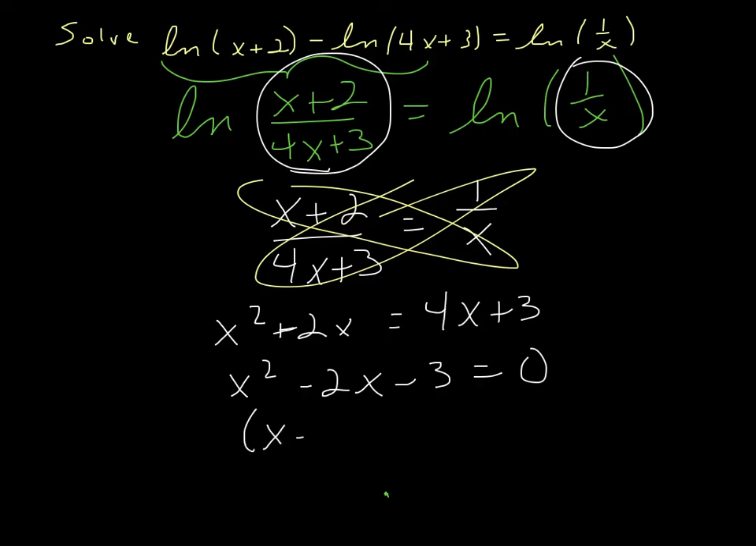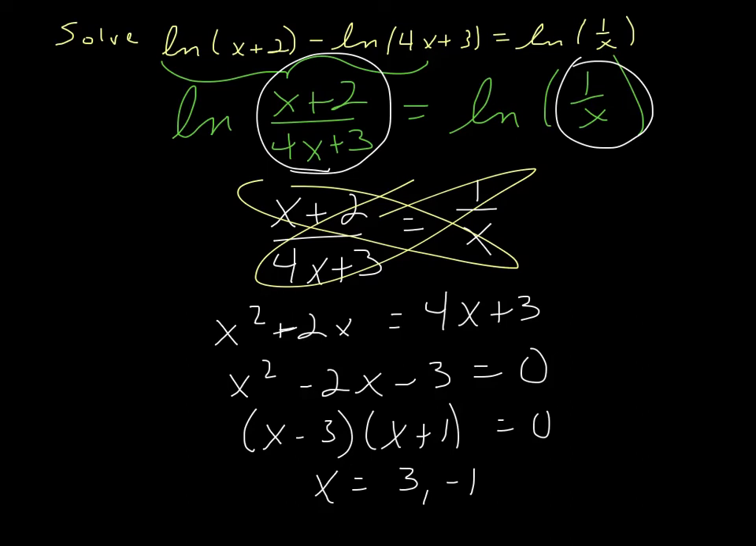I believe this will factor as (x minus 3)(x plus 1), which means I'm going to end up with 3 and negative 1. So again, I have to go back and check to see, are there any situations where either of those values are going to cause me to get something invalid? Well, if I put in 3, 3 plus 2 is positive, and 4 times 3 plus 3 is positive. So 3 is okay.